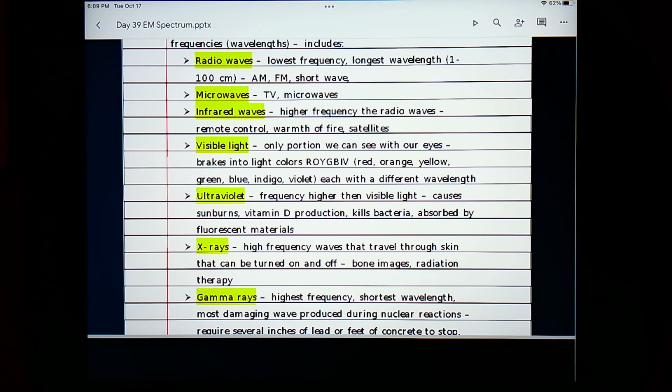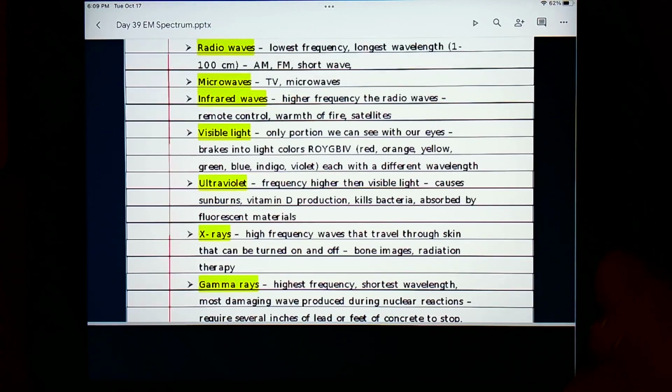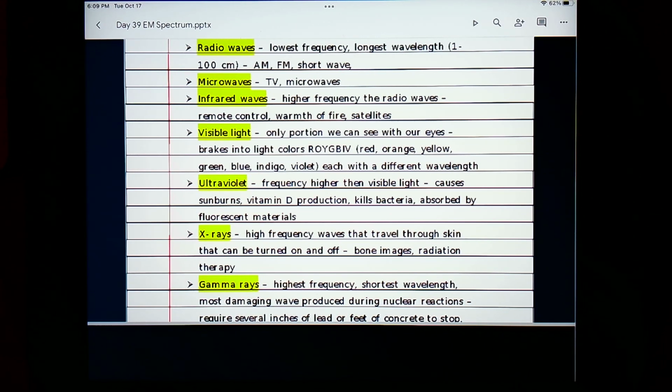All right. Next one we have is gamma rays, your last one. Gamma rays have your highest frequency, shortest wavelength, and the highest energy levels. Gamma rays are very dangerous. They are your most damaging wave, and they are produced by nuclear reactions.